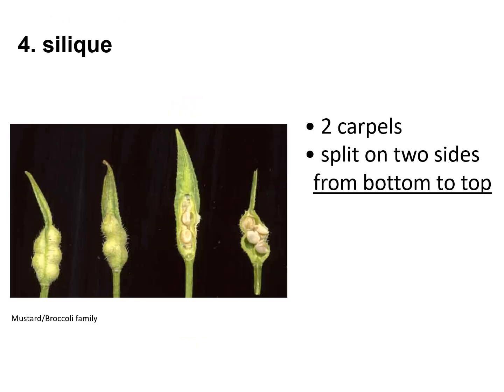Meanwhile, if the fruit contains two carpels and they split in the opposite way to the legume, splitting on two sides from the bottom to the top, from the bottom, here is the bottom, to the top, we call this type siliqua.